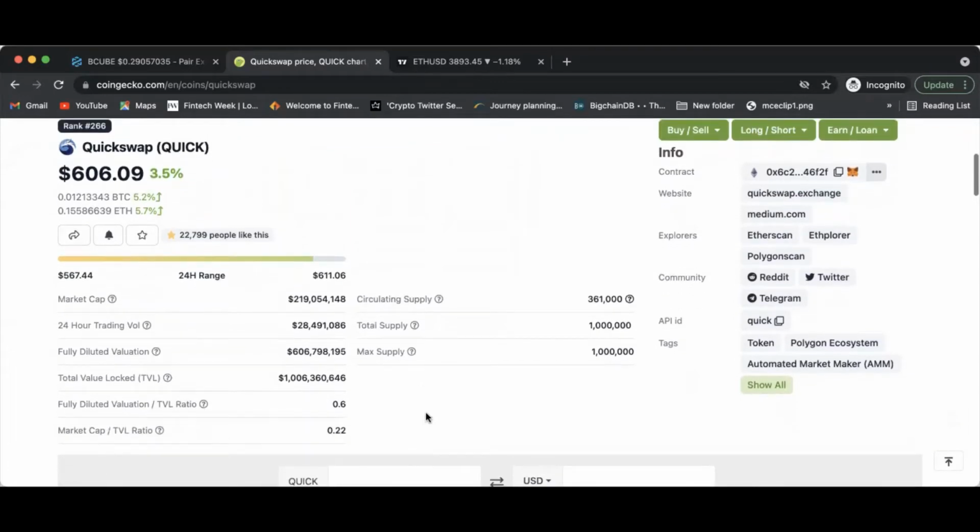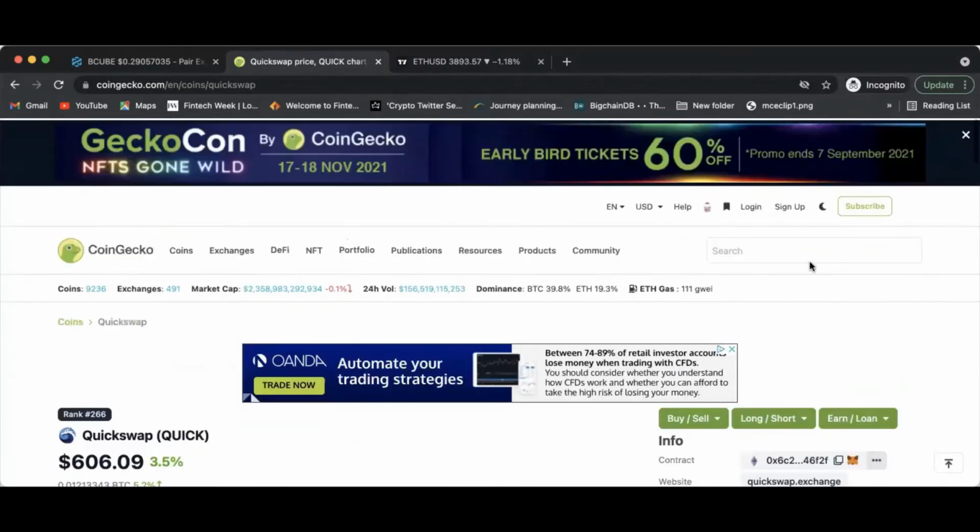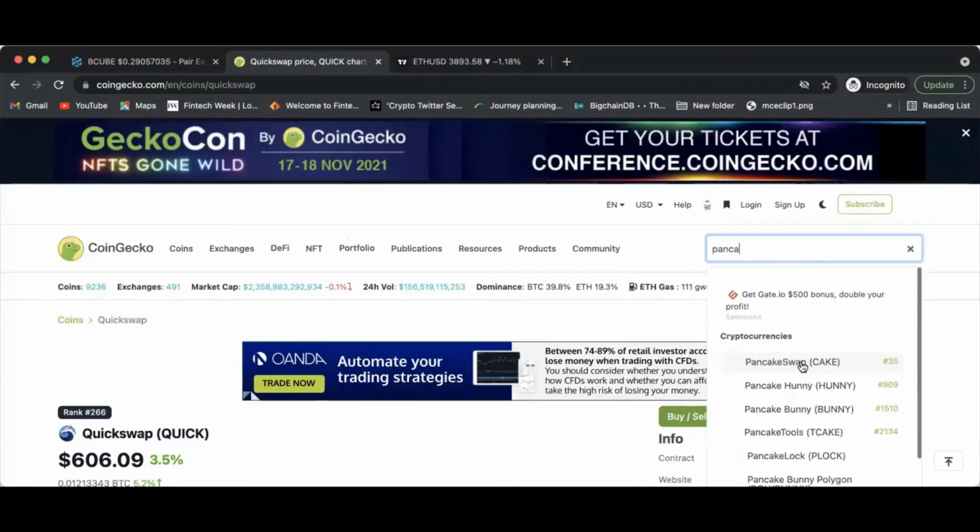Here in QuickSwap, the wonderful thing is the low max supply, absolutely low, just 1 million, that's it. And circulating is very, very small, 361. They have, of course, a very huge market cap. But if QuickSwap and the Polygon chain really catch momentum, then we can see this going completely mad, pumping very, very hard. Because compare the market cap of QuickSwap, which is $219 million, with PancakeSwap.